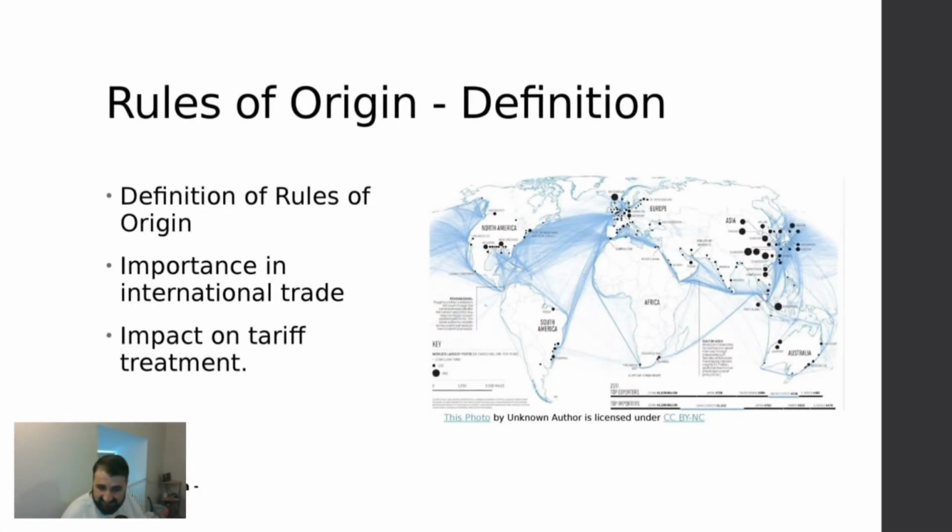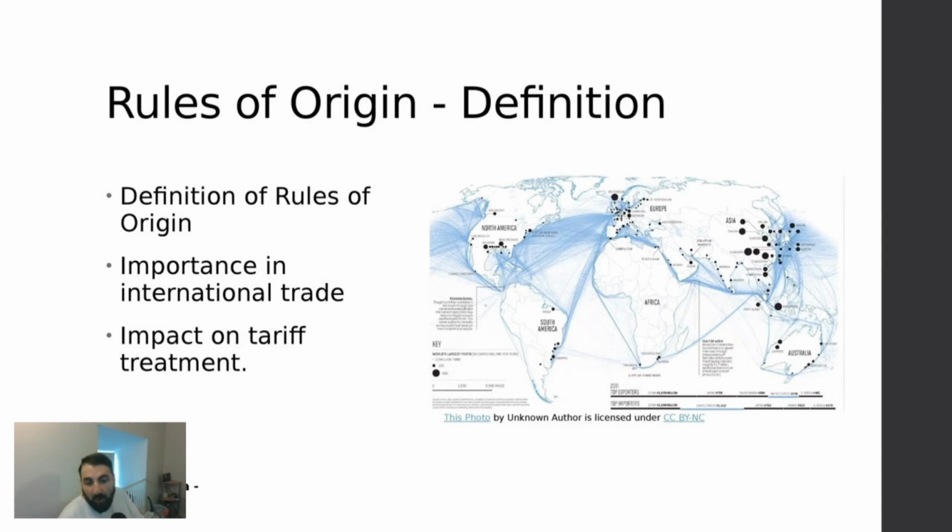Rules of origin are the criteria used to determine the national source of a product. They are essential in international trade because they help establish the economic nationality of goods. Yes, nationality of goods. I had the same impression. But anyway, it is what it is. This is crucial for applying tariffs, quotas, and other trade measures.